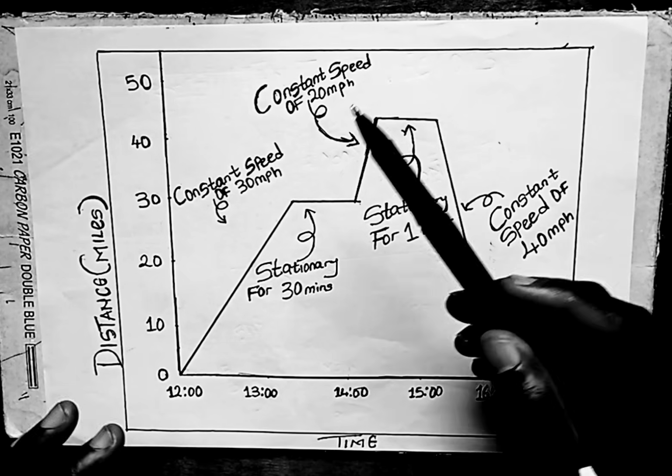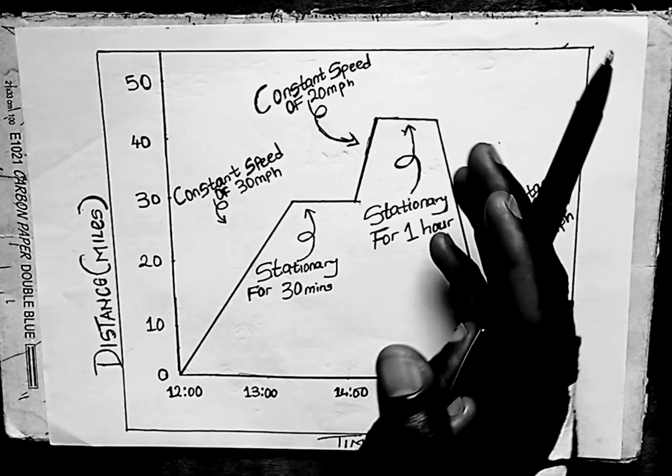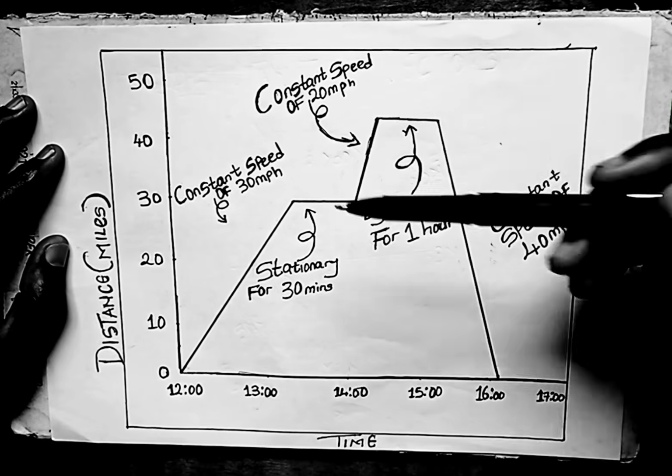JAMB candidates, welcome to graphical interpretation under distance and velocity. We are going to look at the distance time graph and also the velocity time graph. We are taking the distance time graph first.